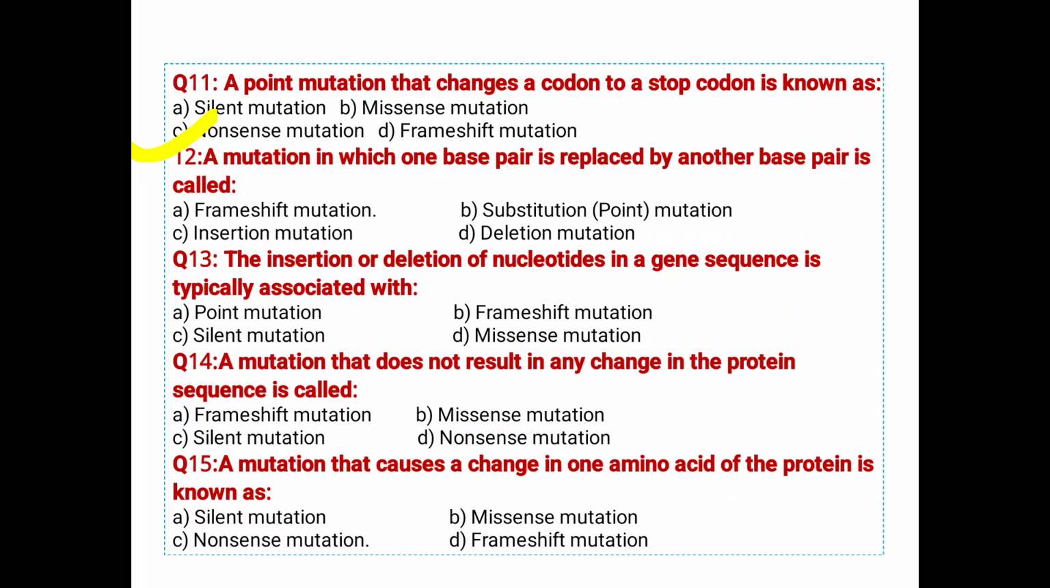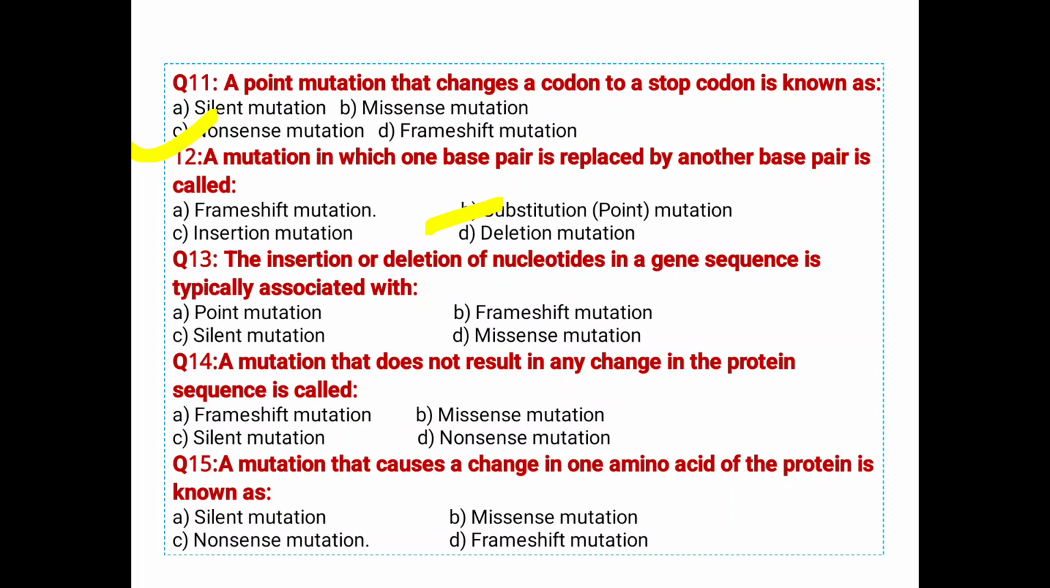Next, a mutation in which one base pair is replaced by another base pair is called: A, frame shift mutation; B, substitution or point mutation; C, insertion mutation; and D, deletion mutation. So option B is the correct answer, substitution or point mutation. A mutation in which one base pair is replaced, meaning changed, by another base pair is called substitution, or point mutation.